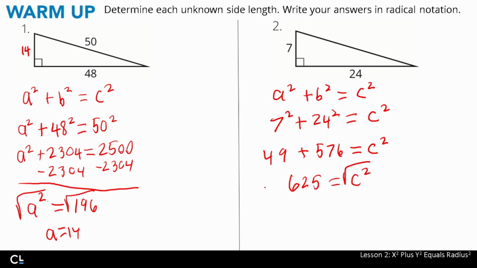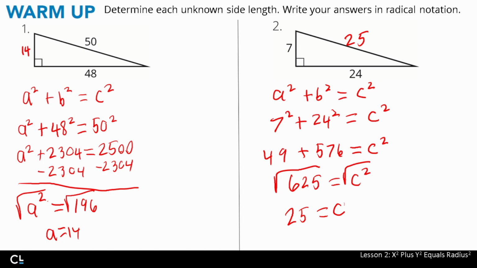Take the square root on both sides. And what do we get? Well, we do the square root of 625, and we get our answer is 25. So our missing hypotenuse in this triangle, aka c, is 25. And there we go, we used our Pythagorean theorem. We warmed up a little bit. This should be a little bit of a review for everybody.